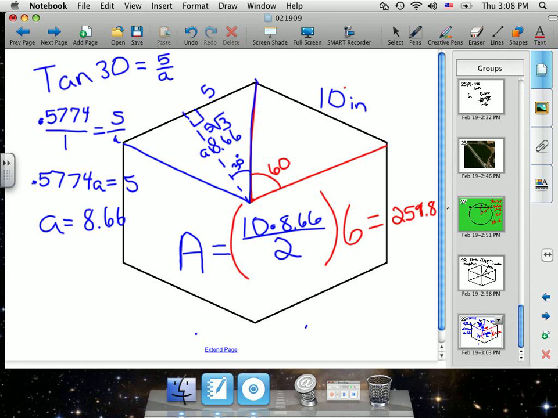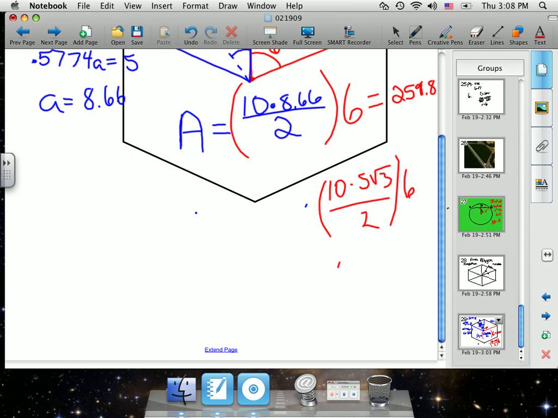If you know your 30, 60, 90 stuff, it would be 10 times 5 root 3 divided by 2 times 6, which would be 25 root 3 times 6. And so that'd be 150 root 3, if you wanted the exact answer. So both 150 root 3 and 259.8 are the same, and I'm not sure how you got what you got. I'll have to look at yours and see.